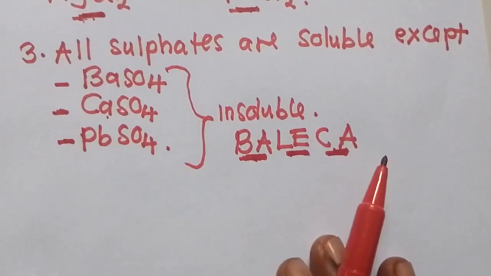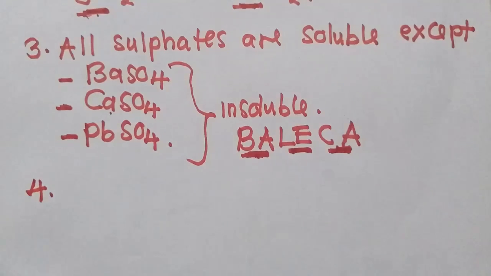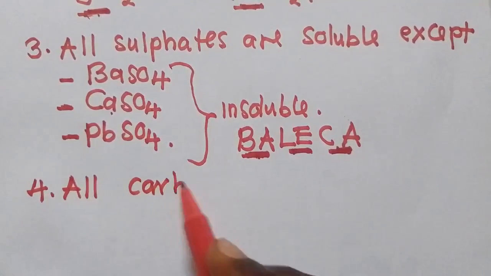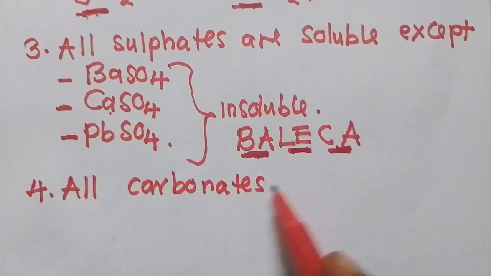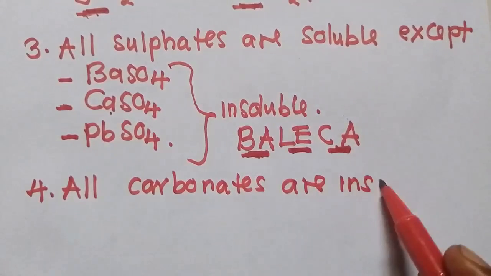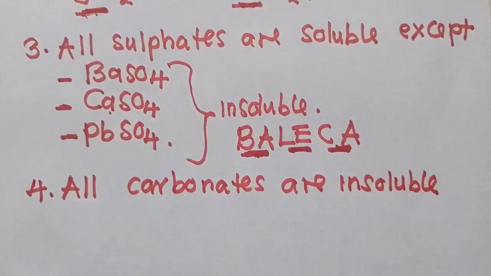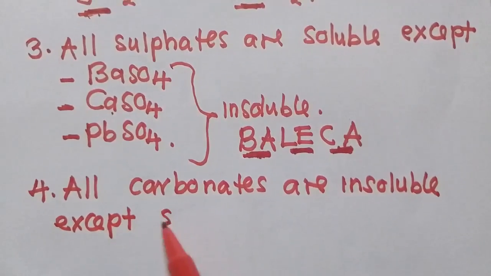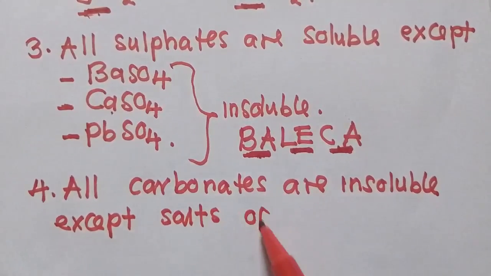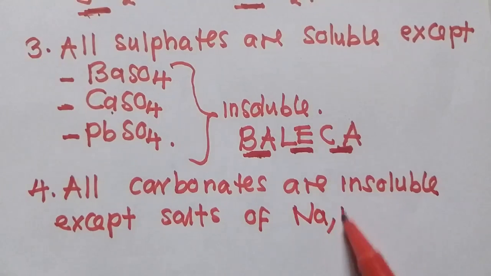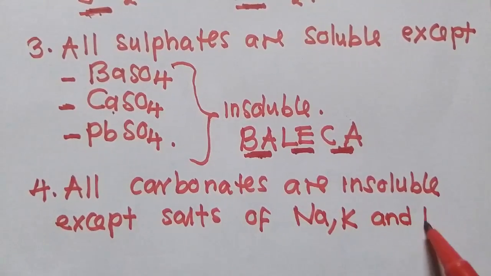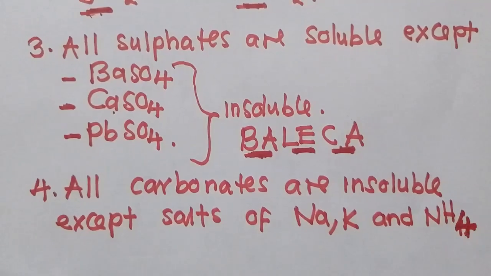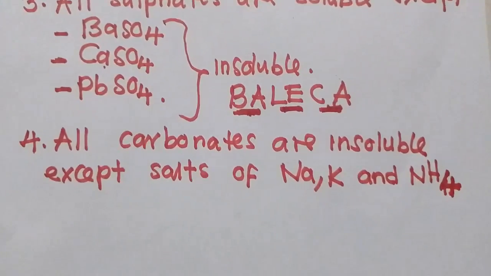Let us go to the fourth one. So the fourth one is that all carbonates are insoluble except salts of sodium, potassium, and ammonium. This is ammonium. This is what you need to know and understand.